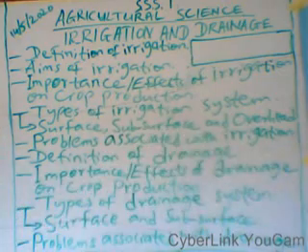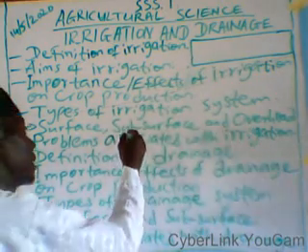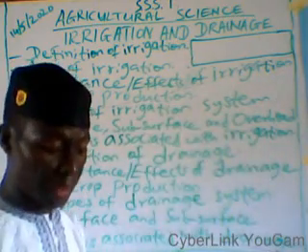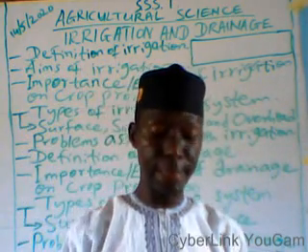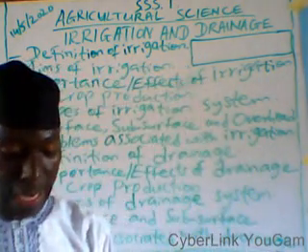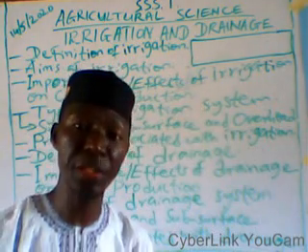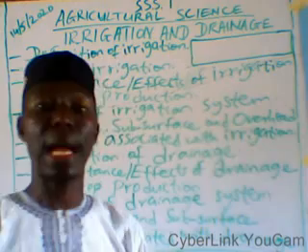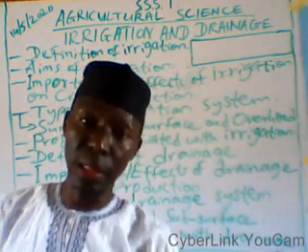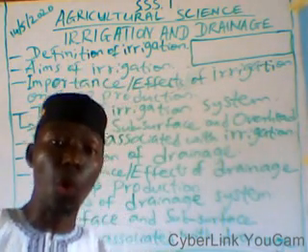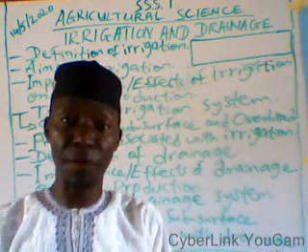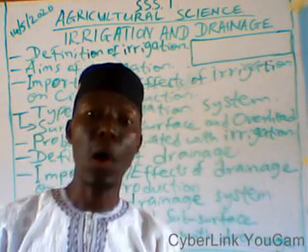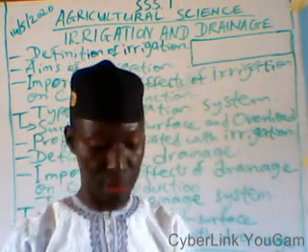Number two, subsurface irrigation. What is subsurface irrigation? Subsurface irrigation is the system in which water is applied below the surface of the farmland, and this will now make the water go up towards the root base of the plant, and this is what we call capillary action.